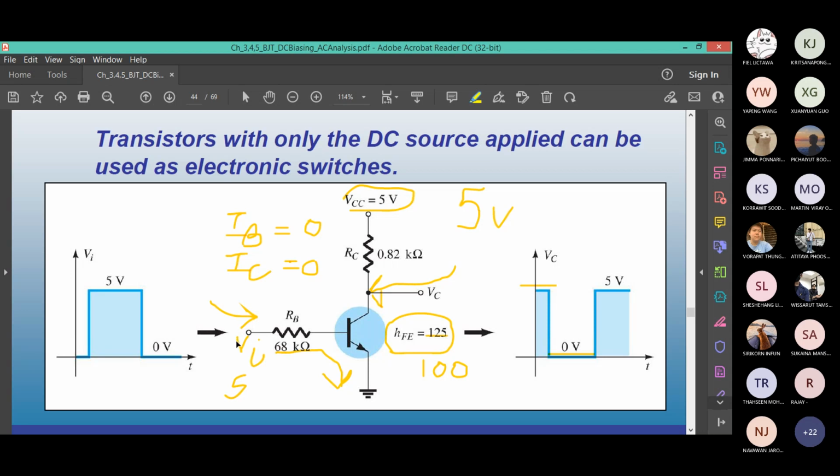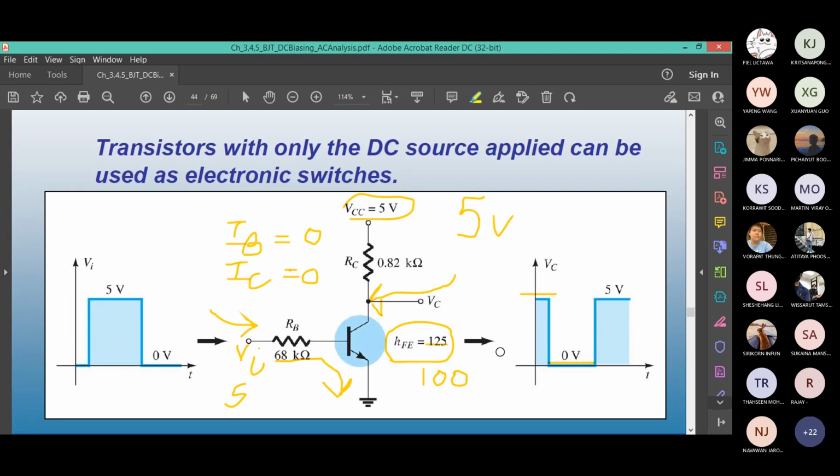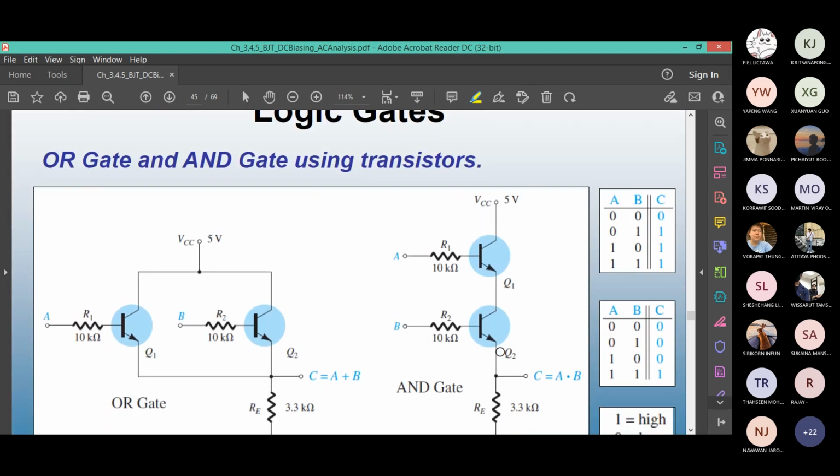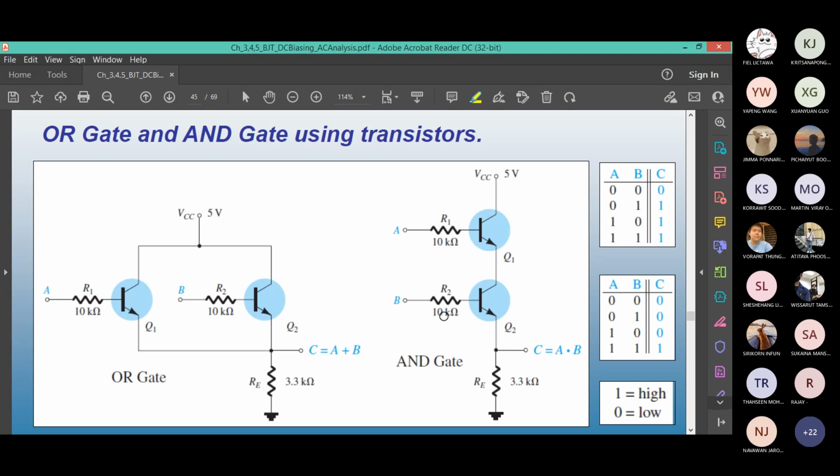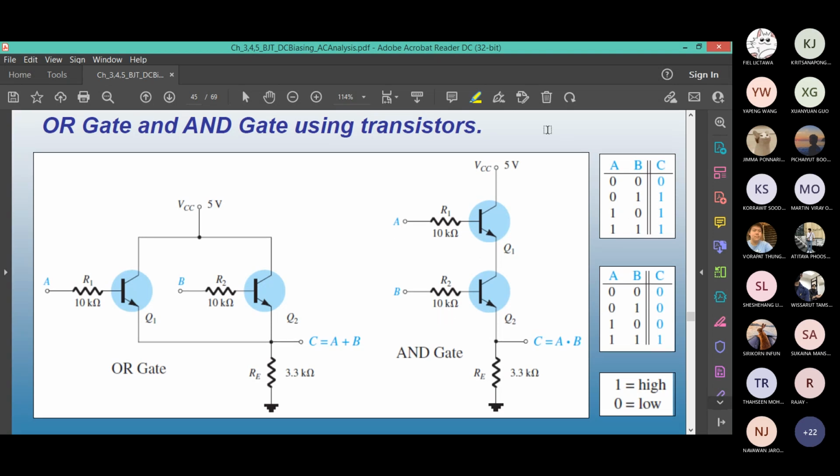So this is the reason why when Vi is 0, you get a full VC, same as VCC. When there's an input Vi, because of IB and IC now, the voltage drop brings the VC down close to 0. This is called an inverter, a switching circuit. Just like I showed with the diode, we can also make logic gates with transistors. This is the truth table on the right hand side. What gate is this? The first one.